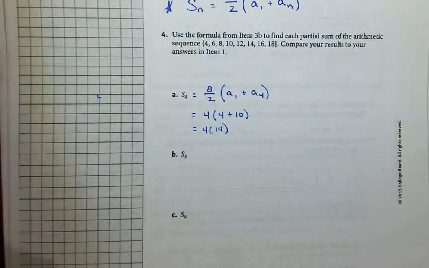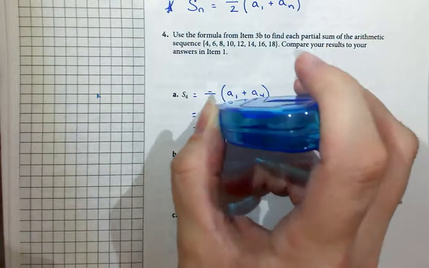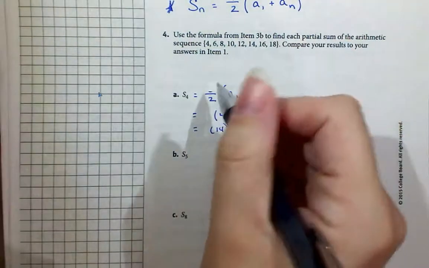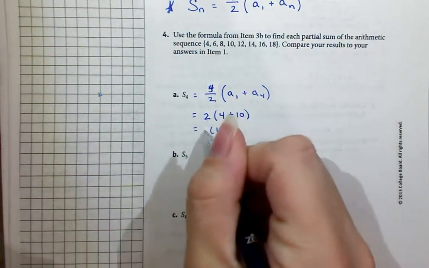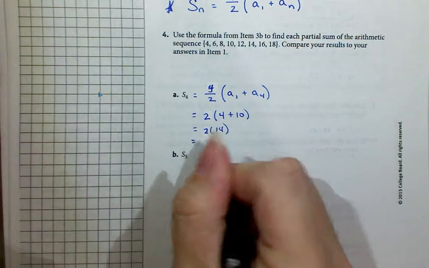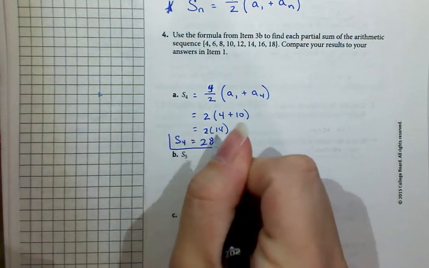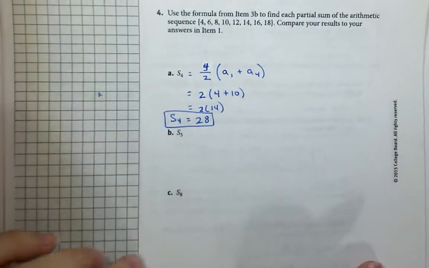Excuse me, I'm sure you caught that mistake. There are not 8 terms, there are 4 terms. Sorry guys. We're only looking at the first 4 terms. So this would be 2, and 2 times 14 is 28. So that is the same answer that we got on that other problem when we actually counted it out and added by hand. Okay, so go ahead and do the same thing with B and C.